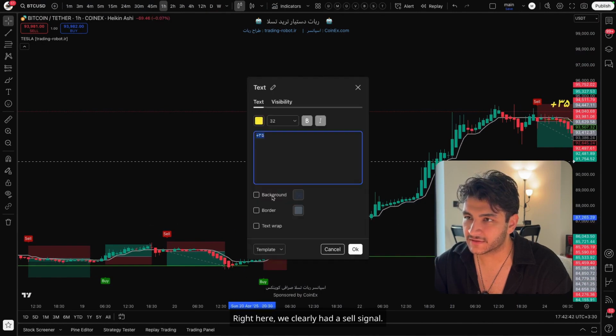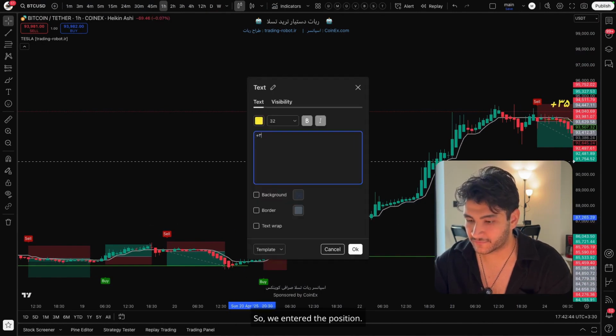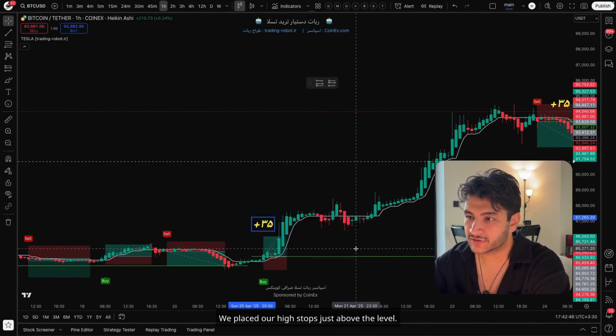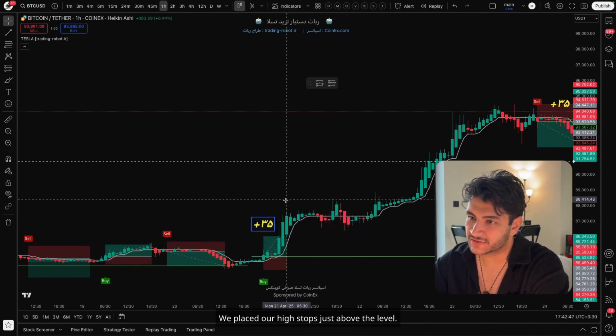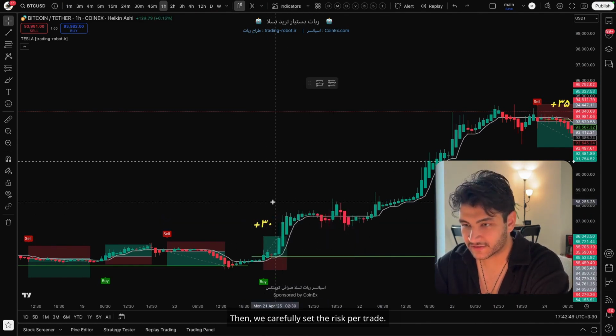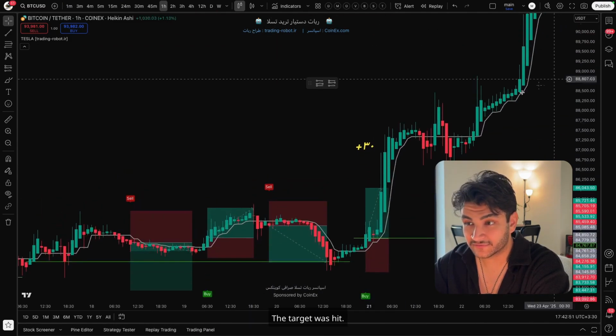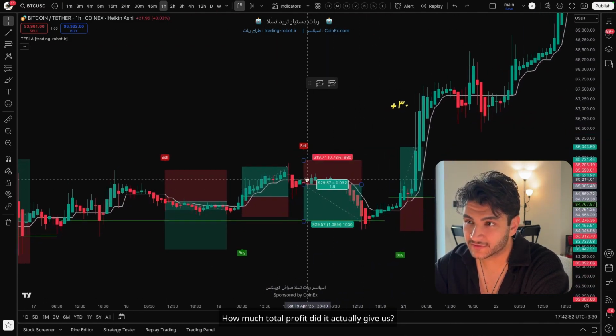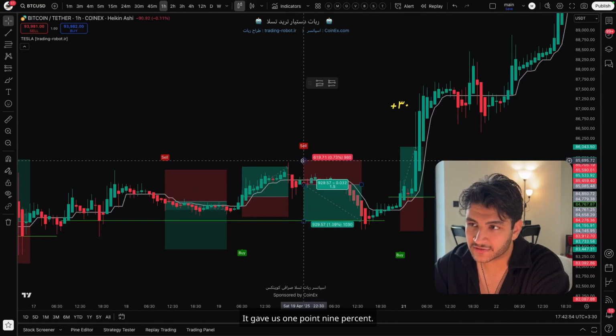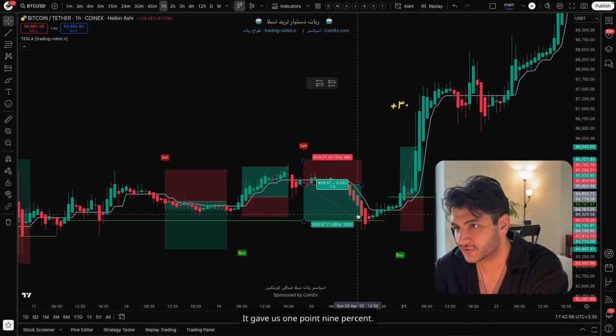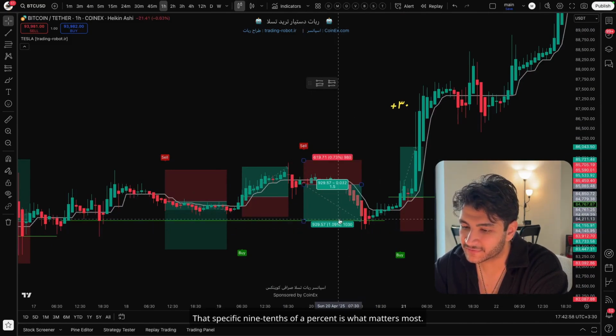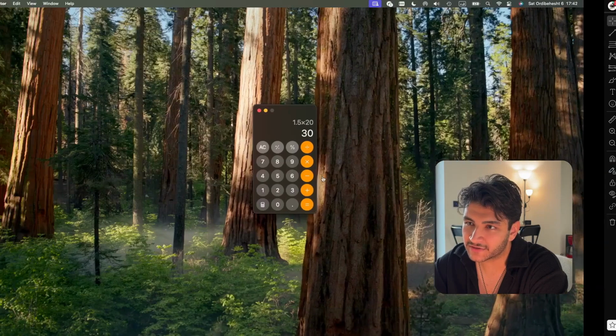30% again. Right here we clearly had a sell signal. So, we entered the position. We placed our high stops just above the level. Then, we carefully set the risk per trade. The target was hit. How much total profit did it actually give us? It gave us 1.9%. That specific 0.9% is what matters most.